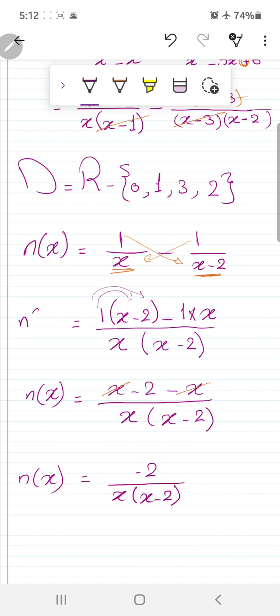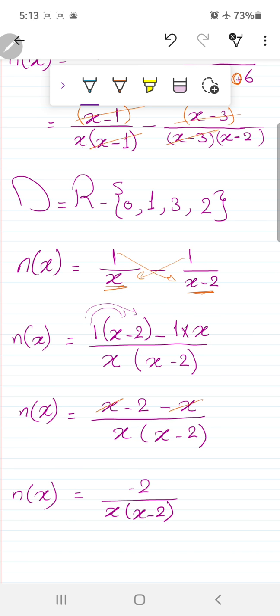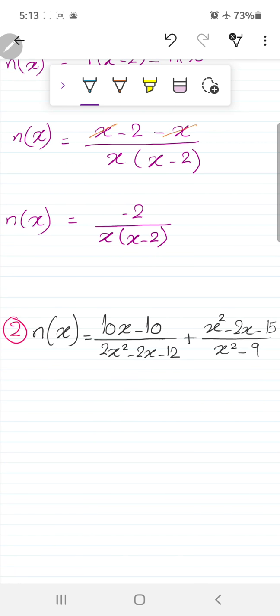Let's take another example. Number 2: n of x equals (10x minus 10) over (2x² minus 2x minus 12) plus (x² minus 2x minus 15) over (x² minus 9). Here the two functions are already arranged in descending order. So make factorization. The first one has 10 as a common factor. So 10, open bracket, 10x divided by 10 is x, minus 10 divided by 10 is 1.